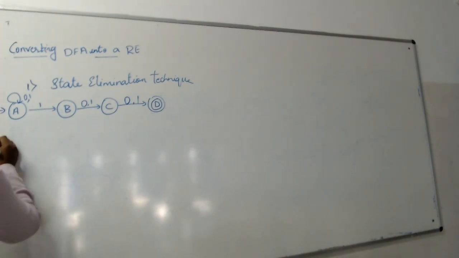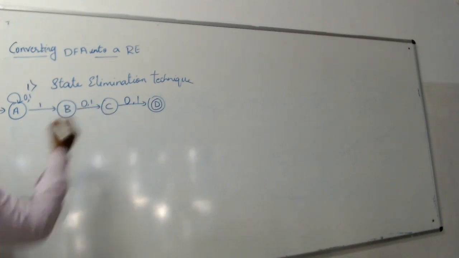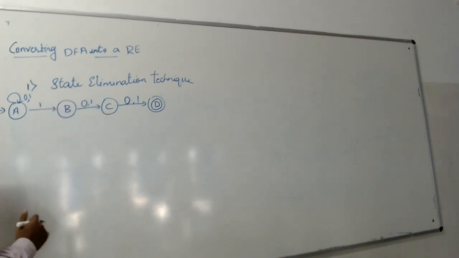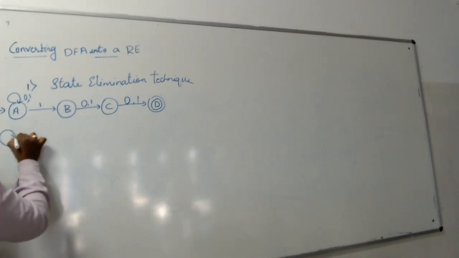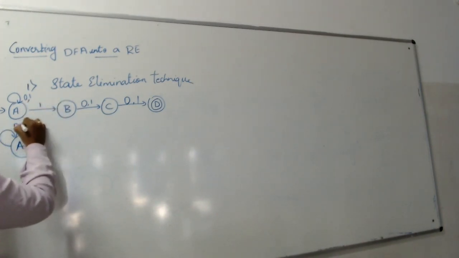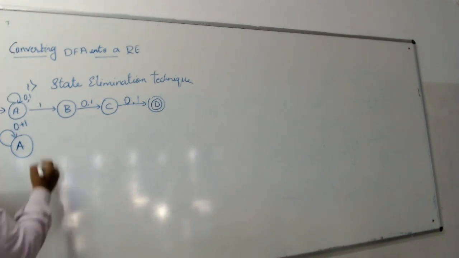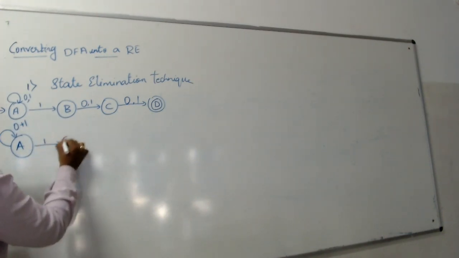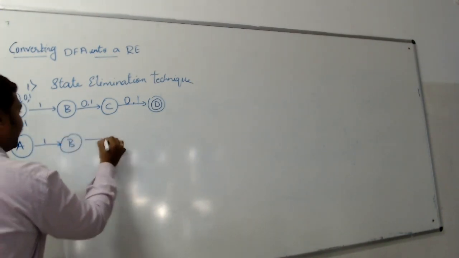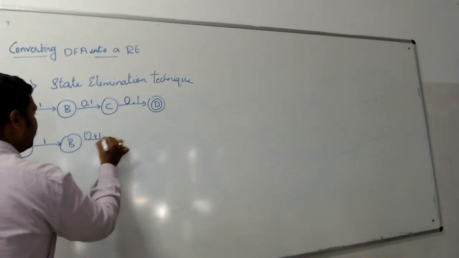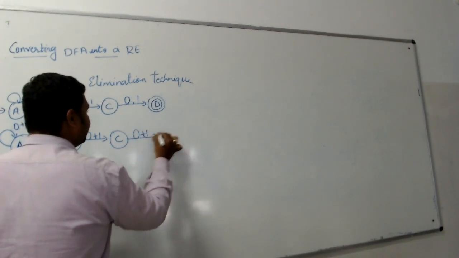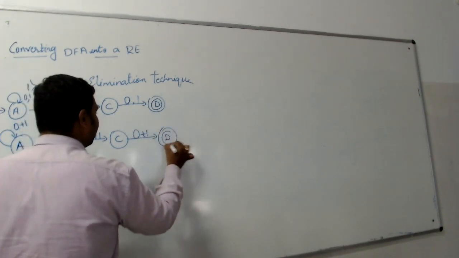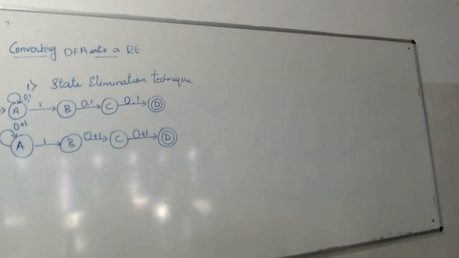Right? So first I'll convert this particular DFA to a formal regular expression DFA. So it has a loop 0 comma 1. 0 comma 1 means 0 or 1. So this is only 1. Next is B, and again this is 0 or 1. This is C, and this is 0 or 1. This is B. This is D.